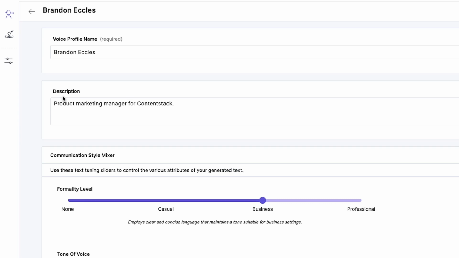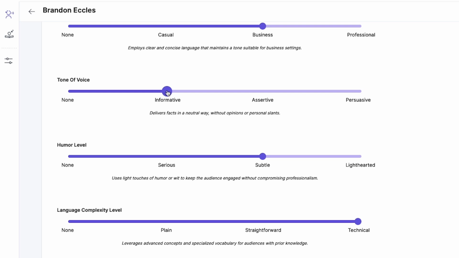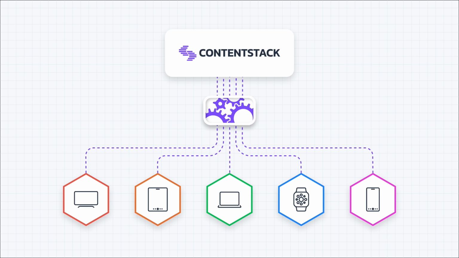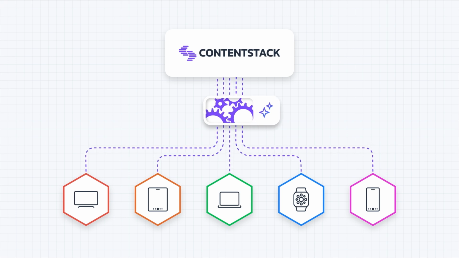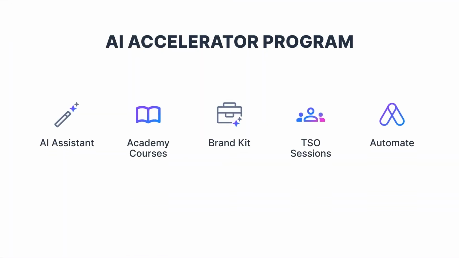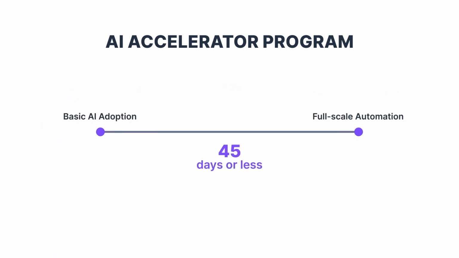It leverages your content's context from our Knowledge Vault and voice profiles to fine-tune your prompts for higher quality, brand-consistent output. With consistent brand-aligned content that you can trust, you can begin automating more of your AI-generated efforts using on-demand and complete AI automations. Our AI Accelerator program addresses these AI adoption challenges, helping you identify high-impact use cases and guiding you along your AI maturity pathway, from basic AI adoption to full-scale automation in 45 days or less.